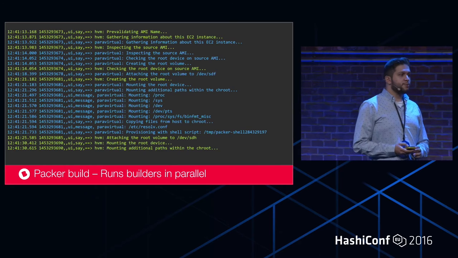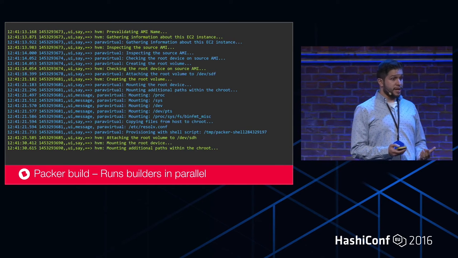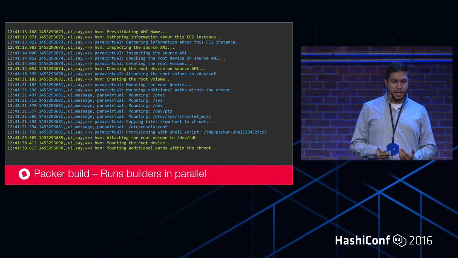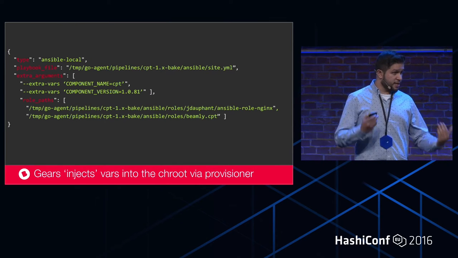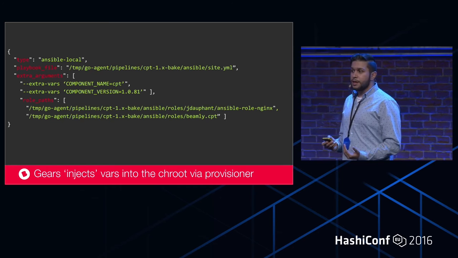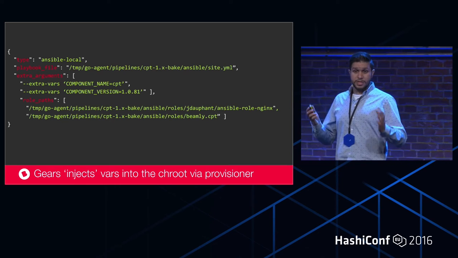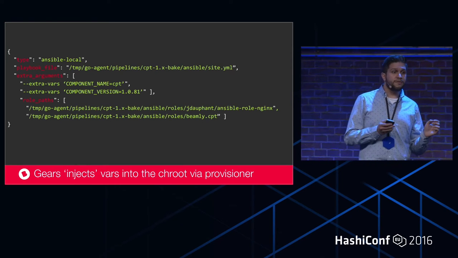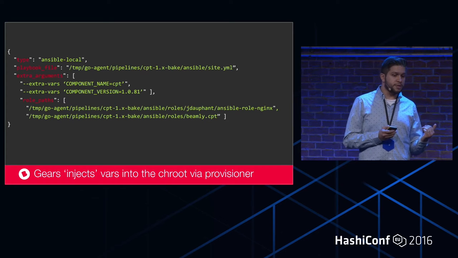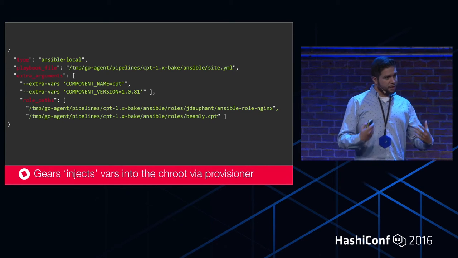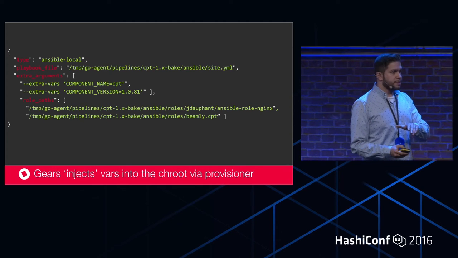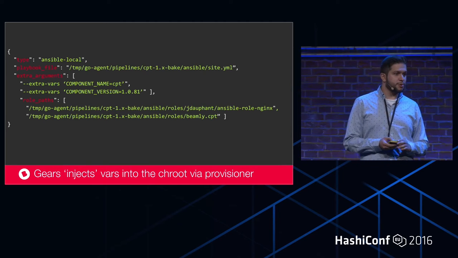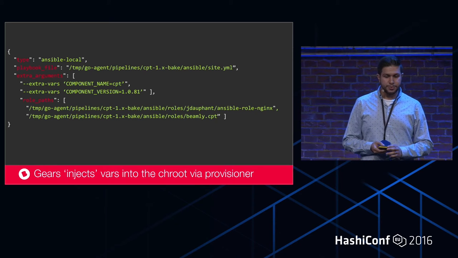As I mentioned earlier, we actually programmatically generate the template. And we need to do that because we need to inject certain metadata into the context of the chroot. So our build tool generates a lot of environment variables, things like component version and upstream pipeline versions. But that's not available in the context of the chroot. So by using the extra vars hooks in Ansible, we can inject that into the context of the chroot.